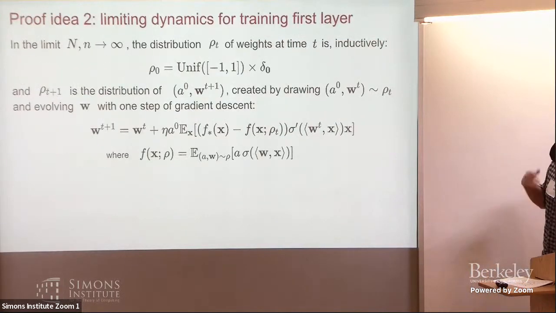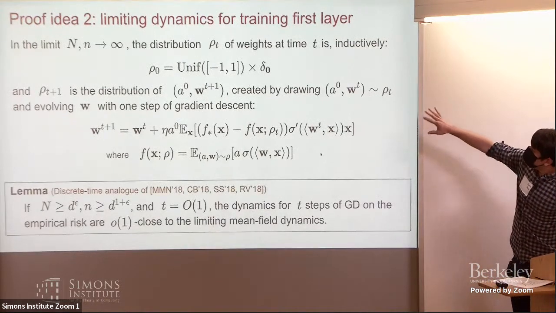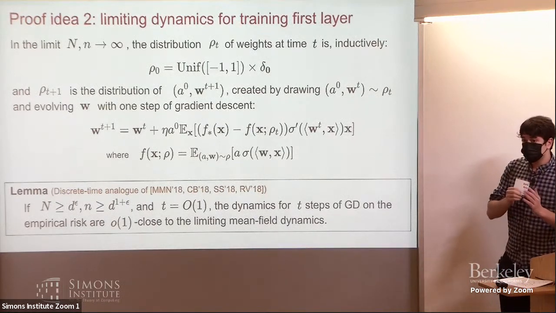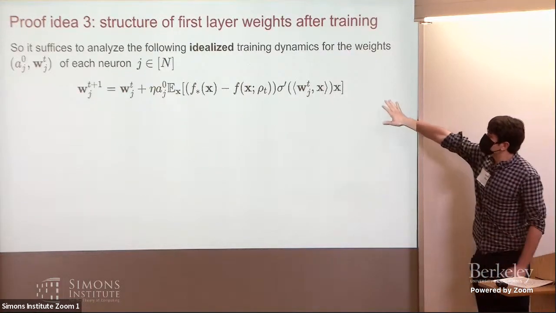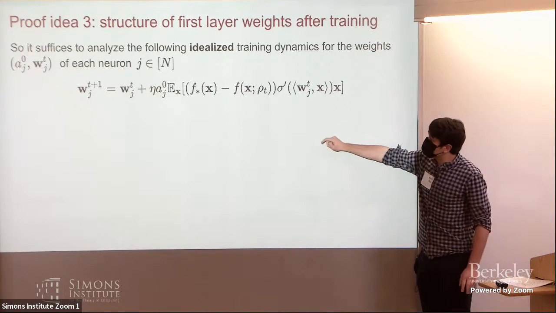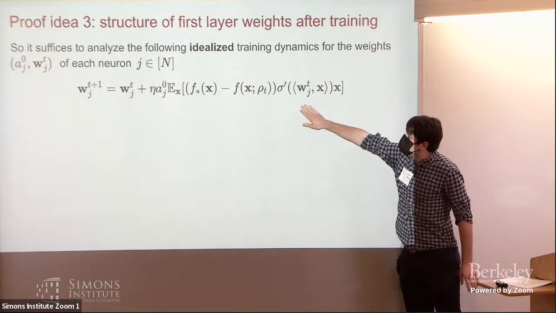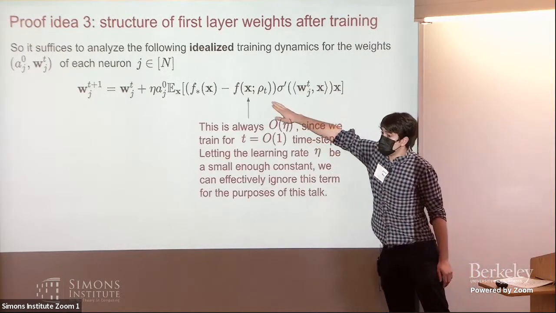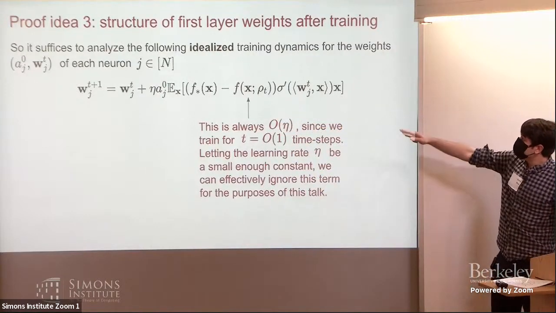Because of the mean field limit, we'll just skip over these. You can prove that when you train the first layer, you're going to converge to some limiting dynamics. So it'll suffice to analyze the following idealized training dynamics, where we're just training the first layer and keeping the second layer A fixed. For each neuron, we're evolving it in this way. And particularly this term depends only on the limiting distribution as the number of neurons and samples goes to infinity.